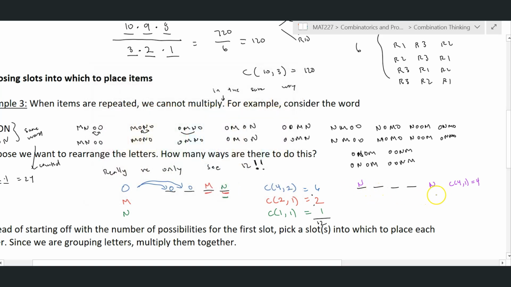Now, let's say we want to place our O's, okay? Well, the O's would go in 2 slots, maybe here and here. How many ways are there to do that? Well, from 3 slots, pick 2 of them. That'll be 3 times 2 over 2 factorial, which will give us 3. So there are 3 ways to do that. And already look at that. 4 times 3 is 12.